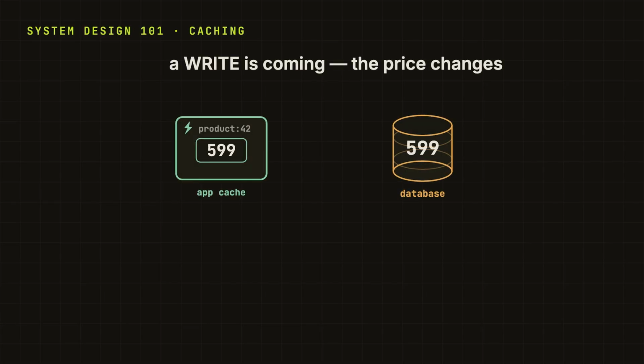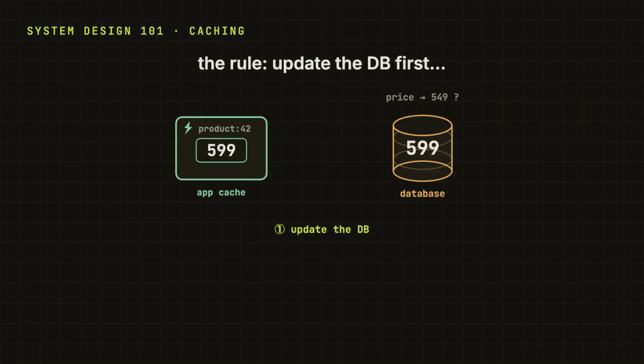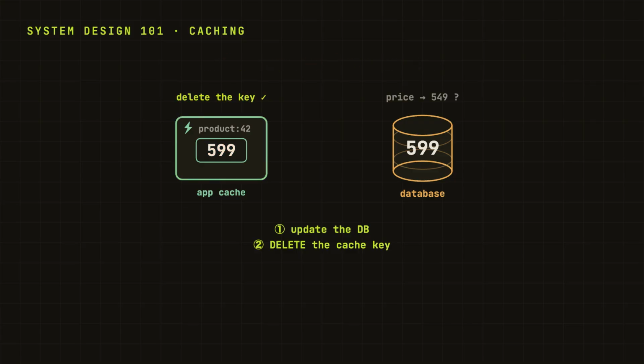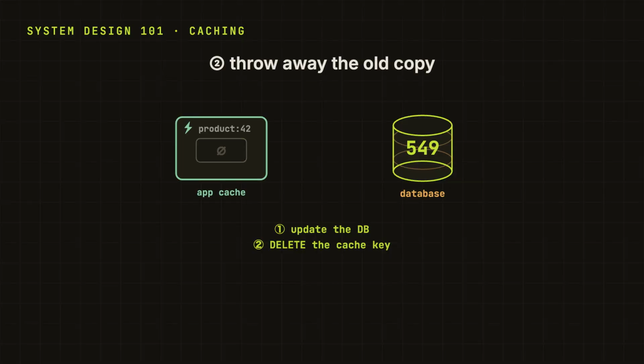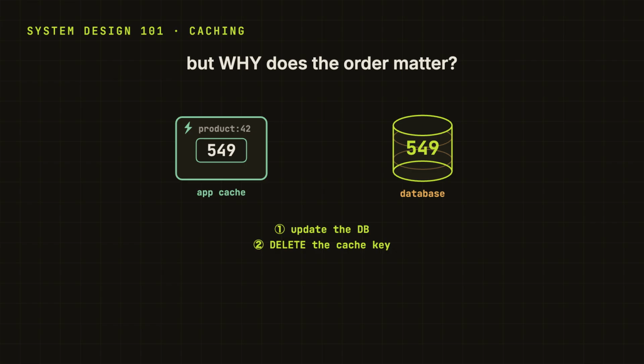Right. So the cache does not know the database changed. Our code has to handle it. So when we write, when that price actually changes, what do we do? The rule is short. Update the database first, then delete the cache key. Not update the cache, delete it. You write 549 to the database, then you just throw away the old cached copy. And the next person who asks gets a miss, reads the fresh 549 from the database and caches that. Clean. Now, the interesting bit is why that exact order matters.